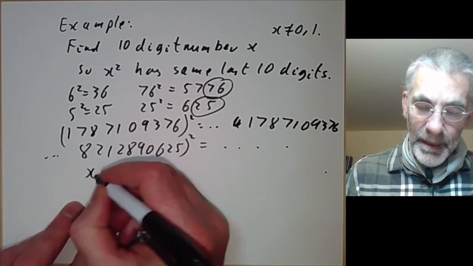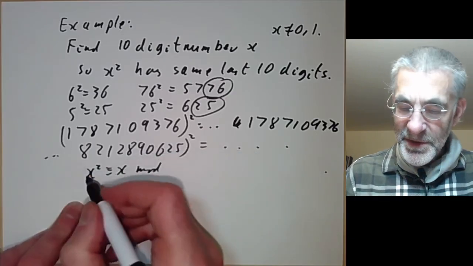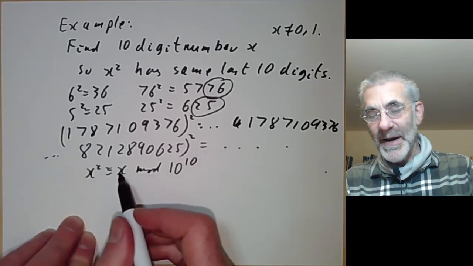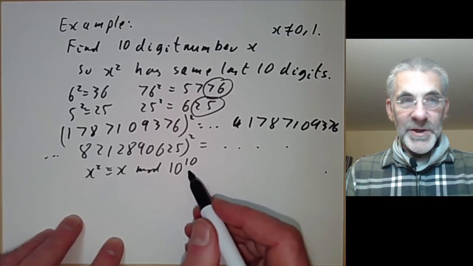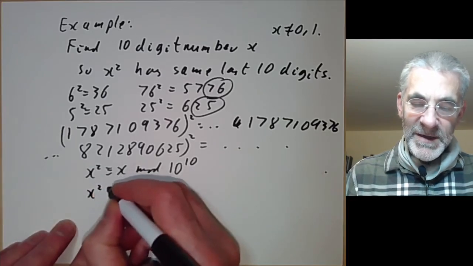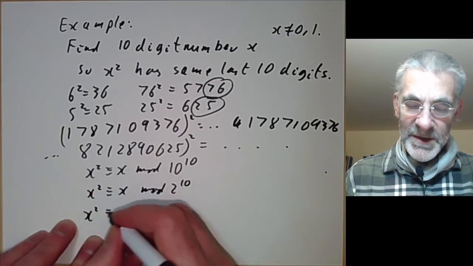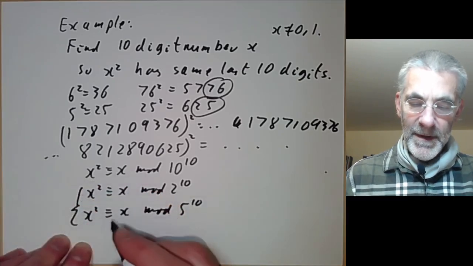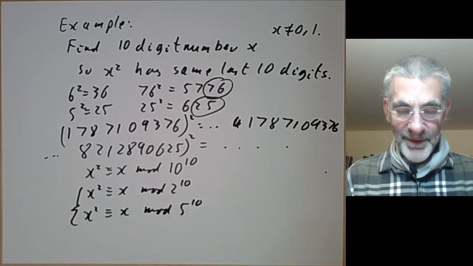Anyway, if we do x squared is congruent to x, what we want to do is to solve x squared congruent to x modulo 10 to the 10. That just says x squared and x have the same last 10 digits. Now we notice the Chinese remainder theorem applies to this. This is the same as solving x squared congruent to x modulo 2 to the 10 and x squared congruent to x modulo 5 to the 10. So we've reduced it to two equations, each modulo a prime power.